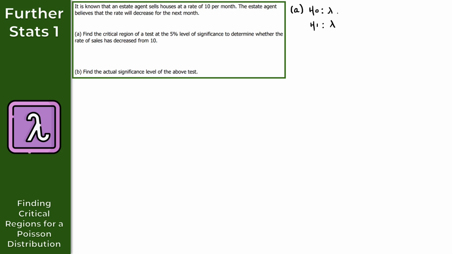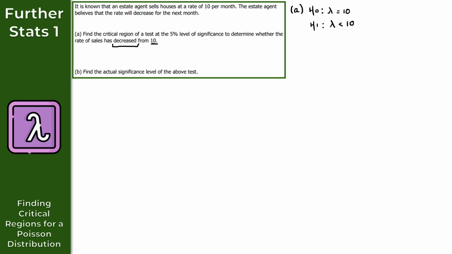Now for H0, the null hypothesis, we're looking at whether the mean here, or our parameter lambda, is equal to some value, which in this case would be 10, right? We're looking at whether the rate of sales has decreased from 10. Okay, so lambda equals 10. That gives us the null hypothesis. And then for the alternative hypothesis H1, if we're looking at whether the rate of sales has decreased, and decreased is the key word here, then H1 will be for lambda being strictly less than 10. Okay, so that's the first part complete.